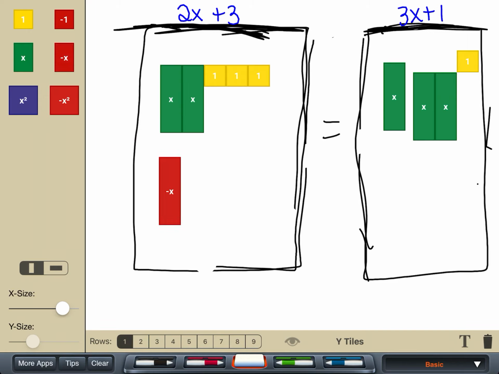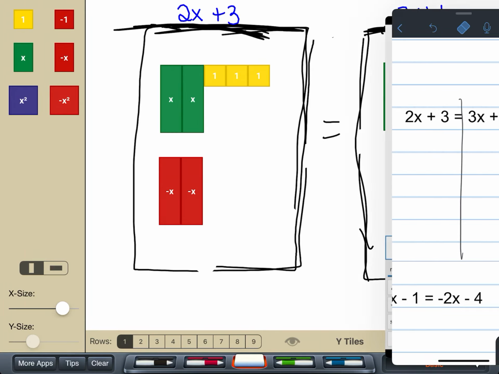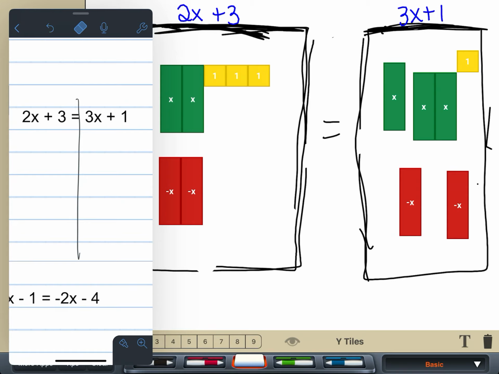So to zero out 2x, you just need a negative 2x. And what's nice, remember, what you do to one side, you do to the other. So the way that would look on your step is that we added a negative 2x, and you could just do minus 2x on both sides.